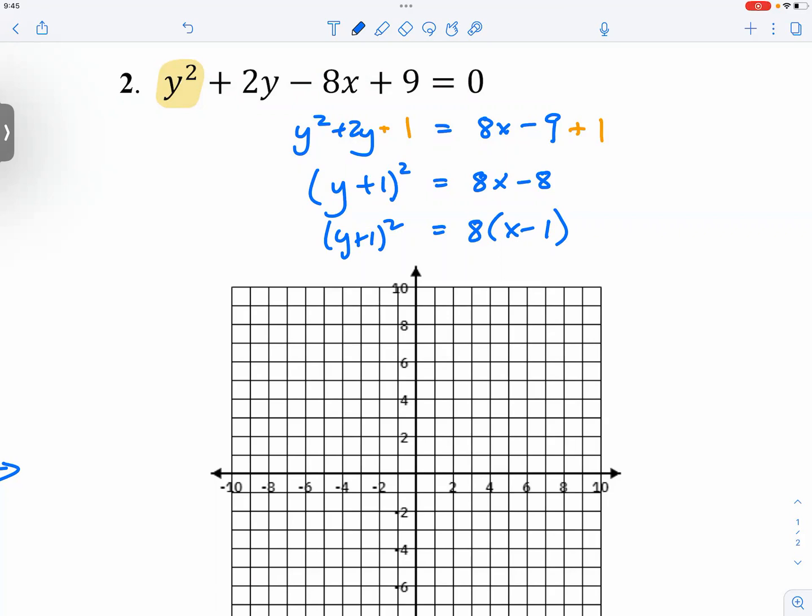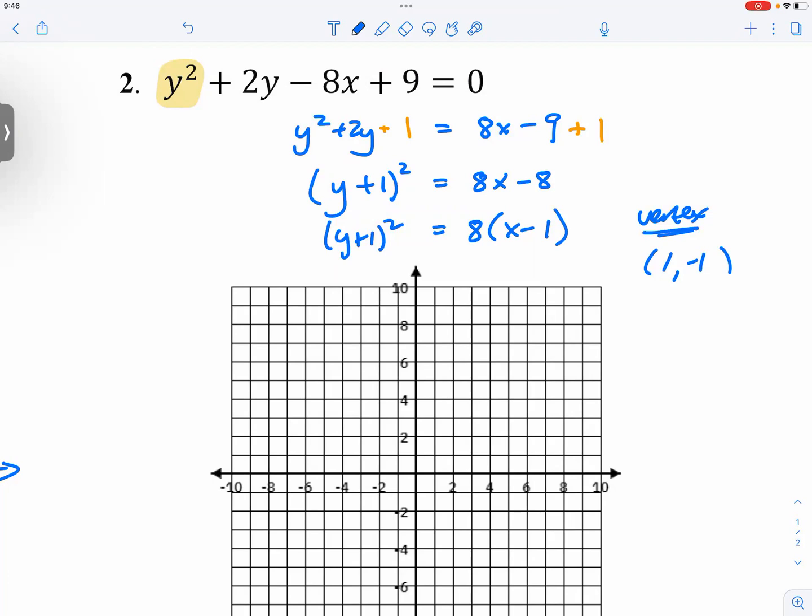So now we say, hey, can you tell the vertex right now? We say, sure, the vertex is 1 comma negative 1. Is it opening right or is it opening left? No, you're supposed to add 1 on the right.